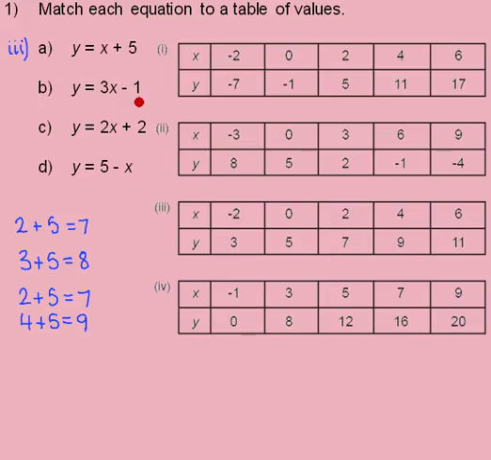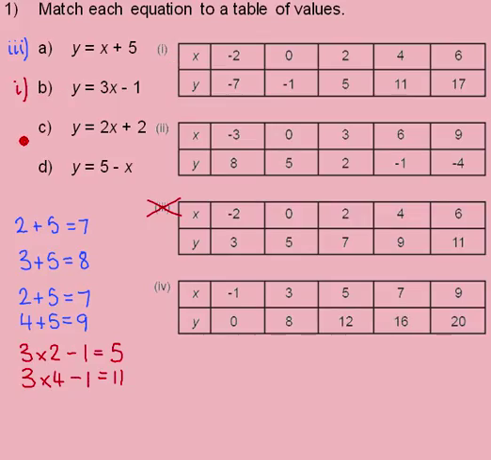Now I'm going to try B. I know that I don't need to try this table at all because it's already been matched up with A. So if I put the 2 into this equation, I get 3 times 2 minus 1, which is 6 minus 1, 5. That does match. So I'm going to try this one as well. I'm going to put the 4 into the equation. I get 3 times 4 minus 1, which is 12 minus 1. That's 11. And that matches as well. So this one matches up with B.